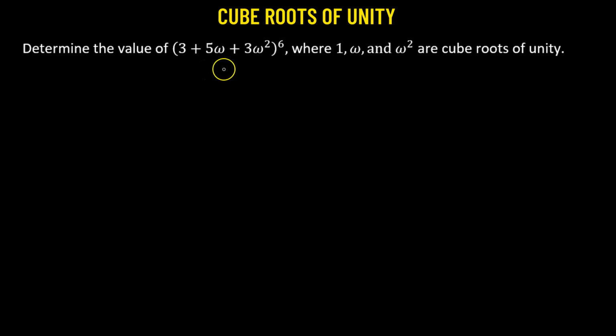Let's find out the value of (3 + 5ω + 3ω²)^6 when 1, ω and ω² are cube roots of unity. Now since they are cube roots of unity, the sum of the roots, 1 + ω + ω², equals 0, and the product of the roots, that is ω³, equals 1. We'll use these two facts to find the value of this given expression.